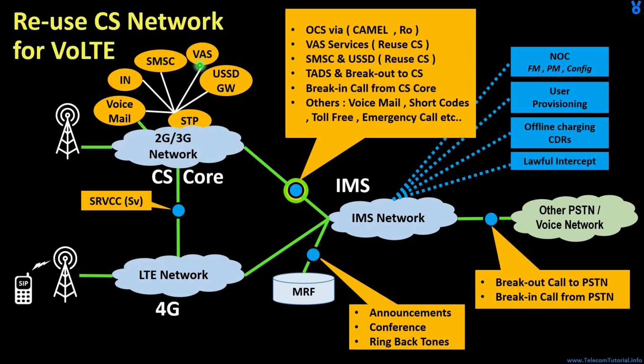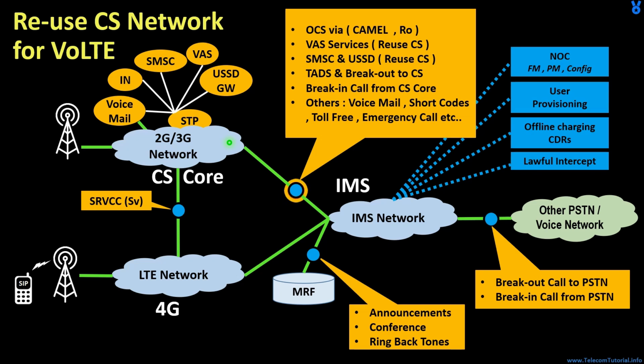The next one is the SMSC and USSD. We are also reusing the existing SMSC and the existing USSD gateway which are already connected in the CS core network. The next one is the TADS and the breakout call to the CS. TADS implements the routing decision for the terminating call. It provides support to route the call to CS core or VoLTE network based on the current state of the user.